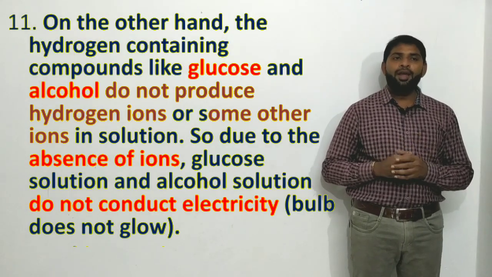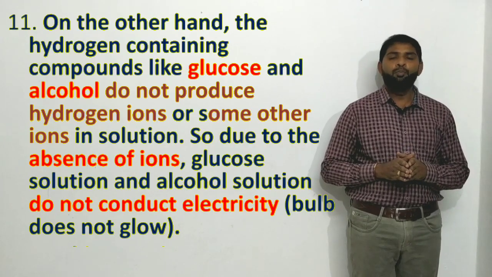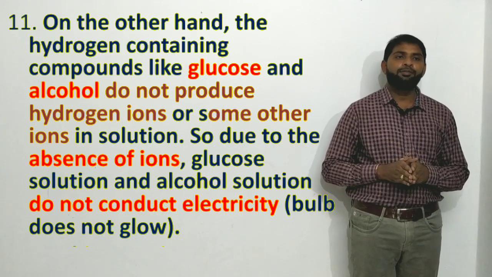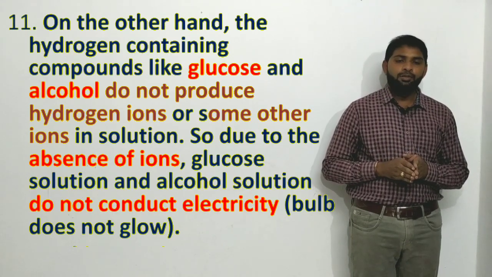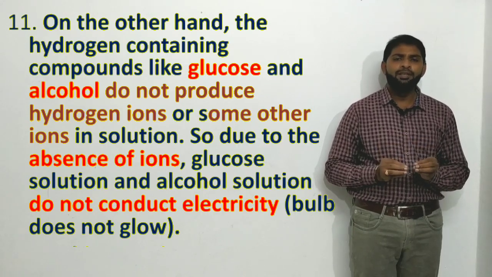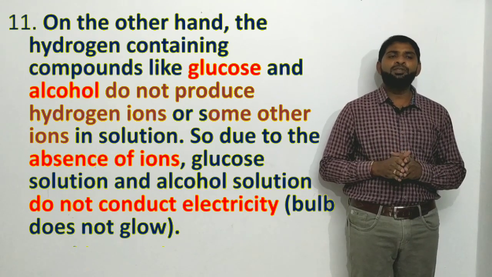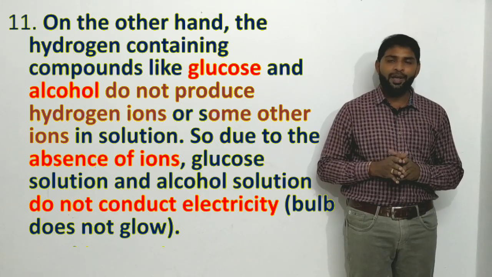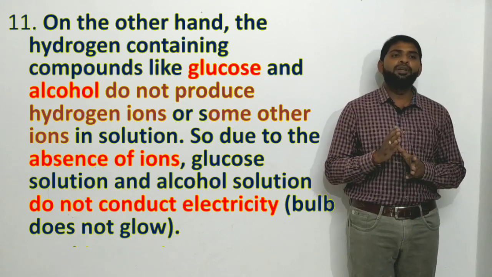Hydrogen containing compounds like glucose and alcohol do not produce hydrogen ions, and they do not produce any other ions in the solution. That means they are not undergoing any ionization. So due to the absence of ions, glucose solution and alcohol solution do not conduct electricity. There is no conductivity, and that's why the bulb does not glow.